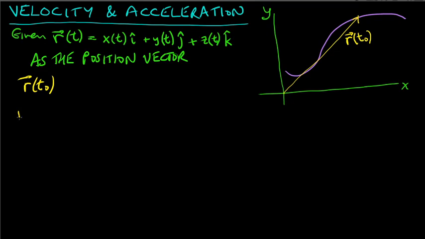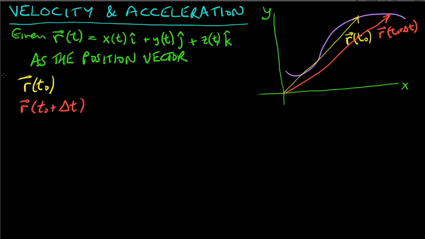And we can also find the position vector, let me do it in red, at some time later. How about t0 plus delta t? So delta t is just some short time later. Some short time later, it has moved to this position over here. So this will be r of t0 plus delta t.